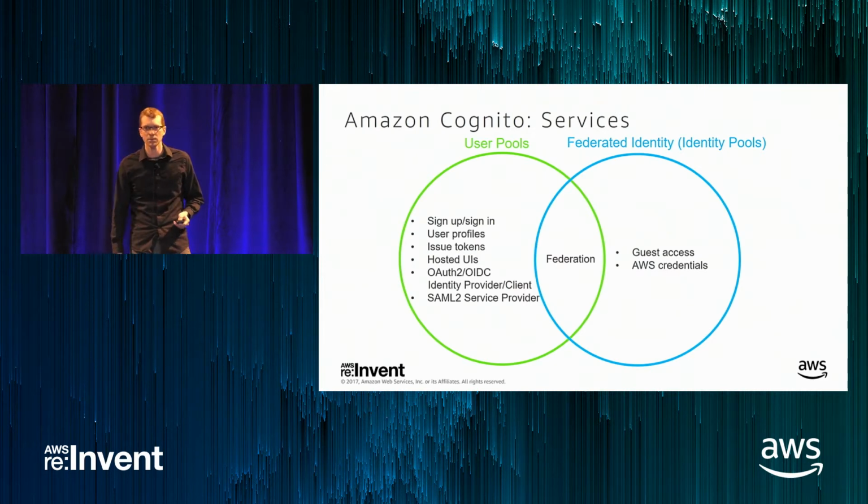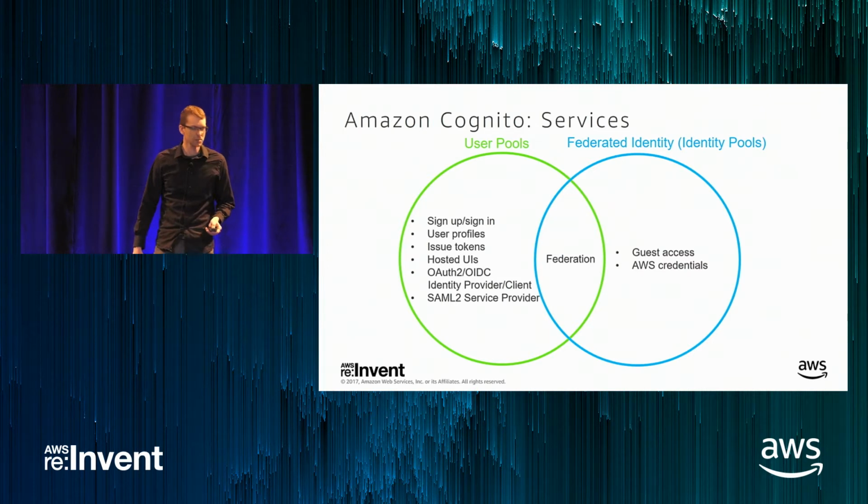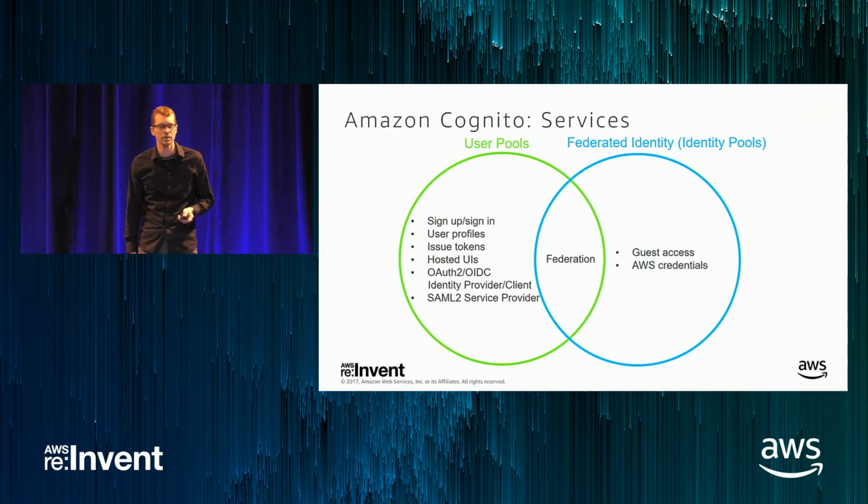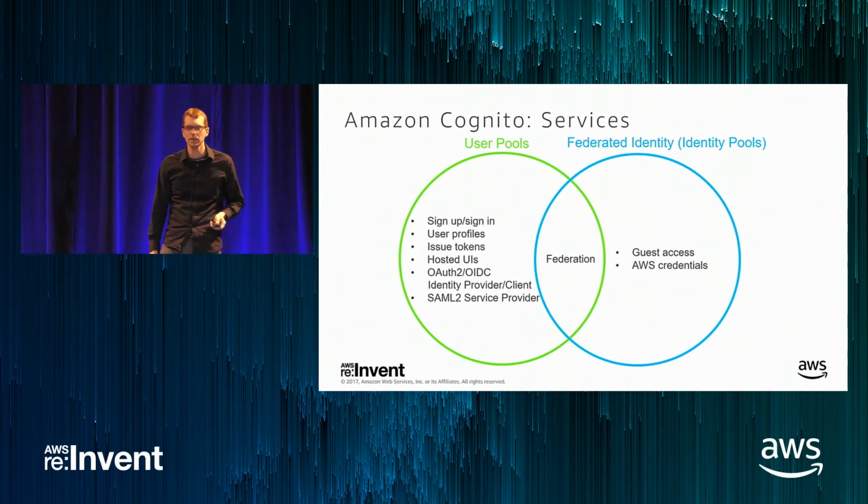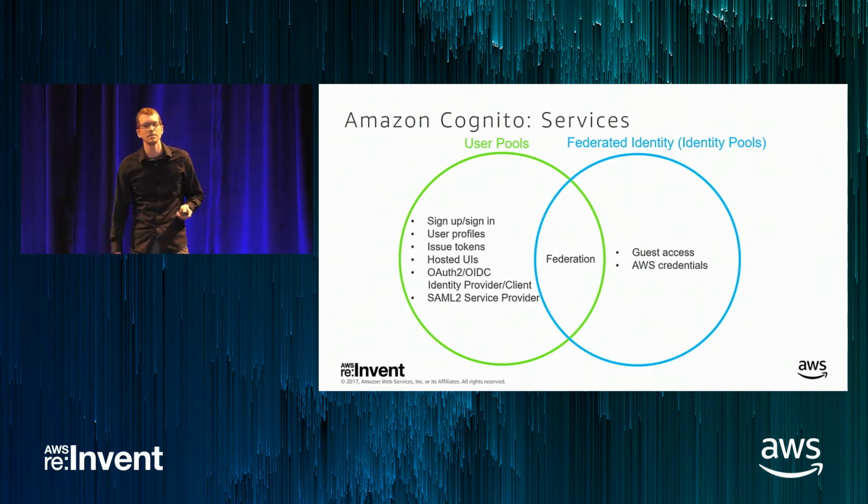So Amazon Cognito is really two services. And I put together this Venn diagram because between the two services, there is some overlap. So the first is Cognito User Pools. Cognito User Pools is our standalone identity provider. And federated identity on the right side is our token vending machine for AWS credentials.